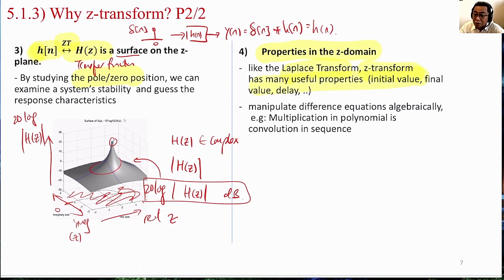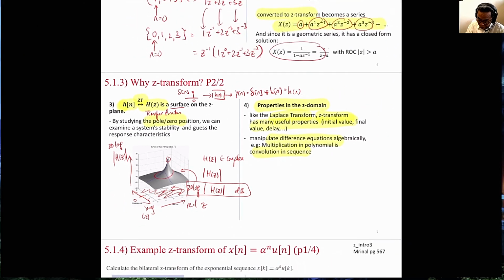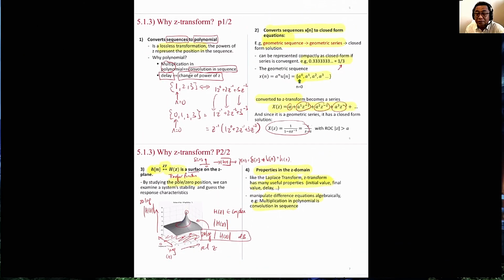We can guess the initial value, guess the final value, perform delay, manipulate difference equations, just like the Laplace transform, which converts differential equations to algebraic ones. So here we convert difference equations to algebraic equations, and we can manipulate them. And multiplication, of course, multiplication in the z domain is convolution in the time domain. So these are the many reasons why we're interested in Z transform.